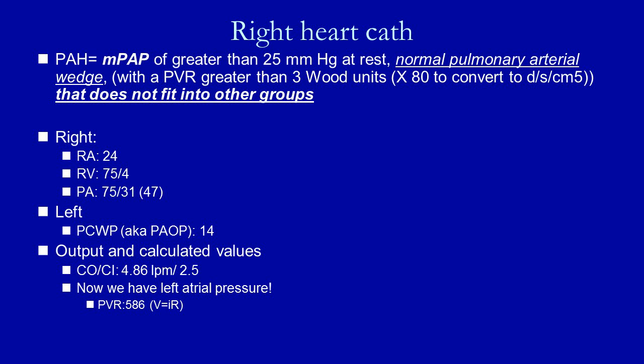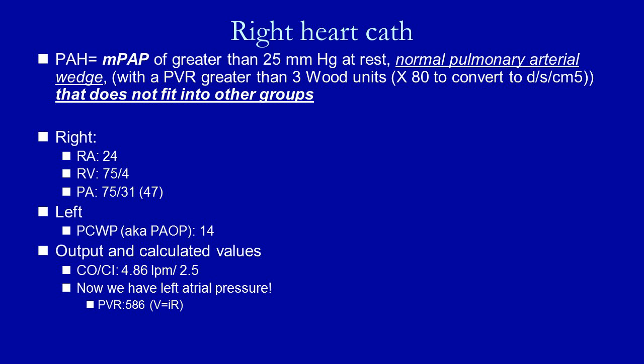You've made the alternative diagnosis, and you can just treat them. So his hemodynamics are consistent with the diagnosis of pulmonary arterial hypertension. He had an elevated right atrial pressure of 24 with an RV pressure of 75/4 and a pulmonary artery pressure of 75/31, giving him a mean pressure of 47. His pulmonary capillary wedge pressure, or pulmonary artery occlusive pressure, was 14.